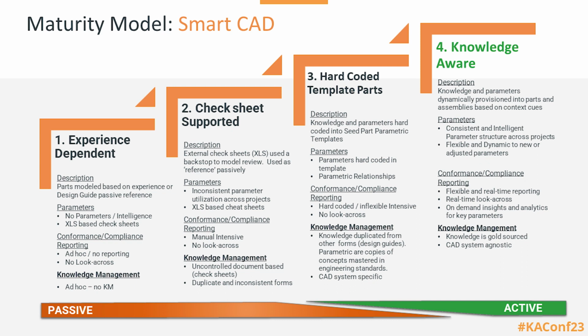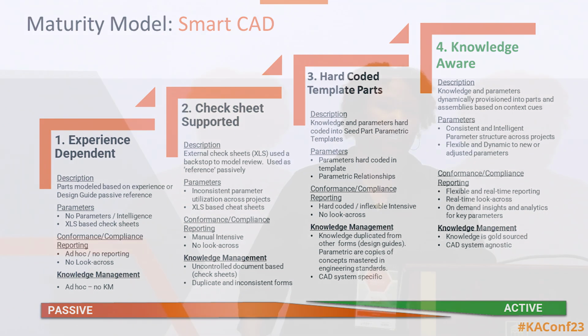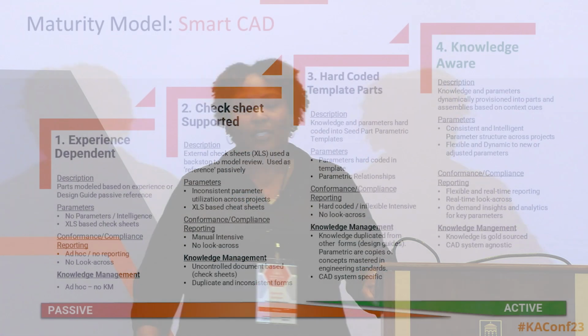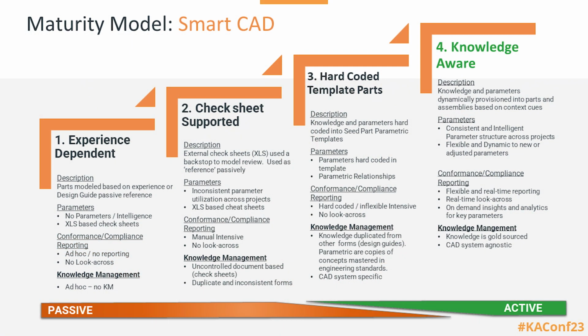As far as parameters, there may be some, but they're very inconsistent across your programs. You do have your Excel-based check sheet, but if you want to do any reporting, it's very manually intensive, meaning you're going to have to go find all of those check sheets somewhere, hope they were filled out correctly on top of that, and then get all of that data from those to try to make a report. As far as knowledge management, you have an uncontrolled document base, which are those check sheets. You have duplicate and inconsistent forms, because when you have those Excel-based check sheets, everybody has a copy on their computer. They may have added stuff, they may have removed stuff that they just think, I'll remember. So you don't have any way of knowing that the knowledge they're looking at is even accurate.